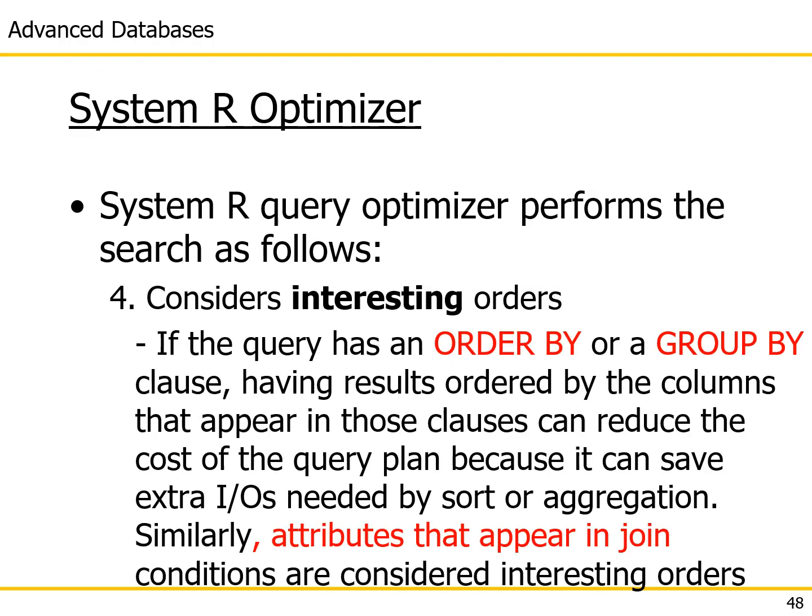Now the fourth component of the System R optimizer is that it considers what's called interesting order, and you could think of it as a heuristic. We talked about heuristics before. It's like guidelines or rules to follow that, if you do, you are more likely on the right track. So let me read this. It says, if a query has an order by or group by clause, having results ordered by the columns that appear in those clauses can reduce the cost of the query plan, because it can save extra IOs needed by sort or aggregation.